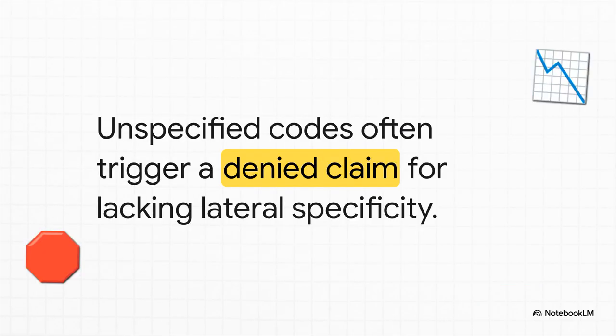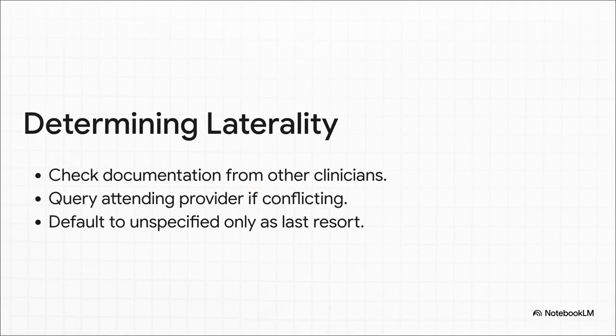And why is that? Because if a surgeon operates on a knee or a doctor is treating a patient's ear, they should obviously know which side they just treated. If an unspecified code hits a payer firewall, it's almost guaranteed to trigger a massive red flashing alert reading, "Denied, lacks lateral specificity." It is hands down one of the most common targets for front-end claim rejections. It basically screams to the auditor that either the documentation is incredibly sloppy or the coder just didn't bother to read it. But CMS actually gives you a rescue plan before you fall into that trap.